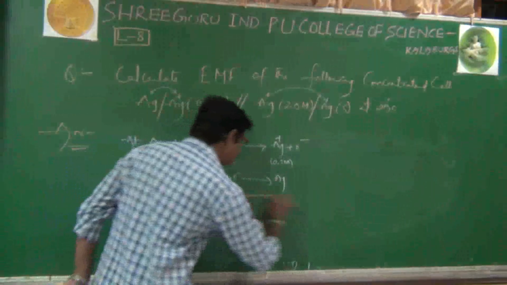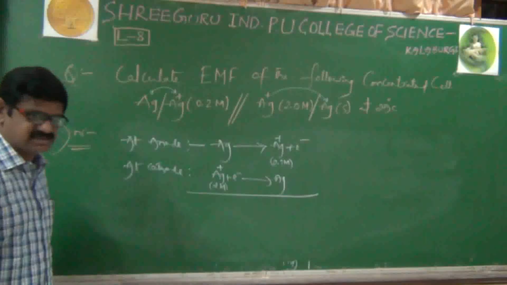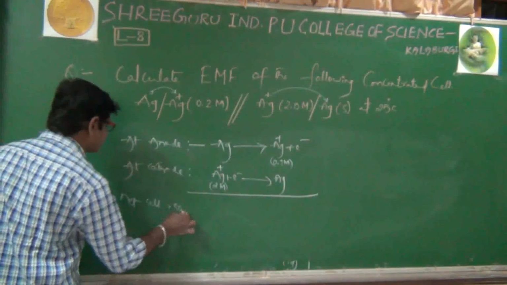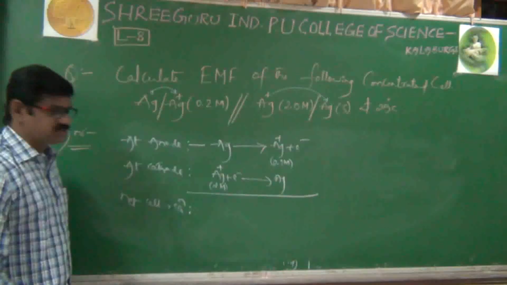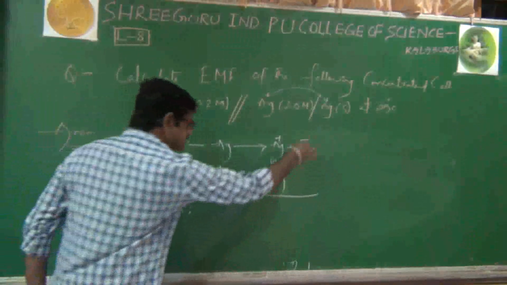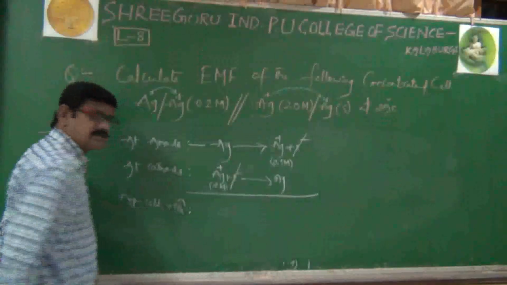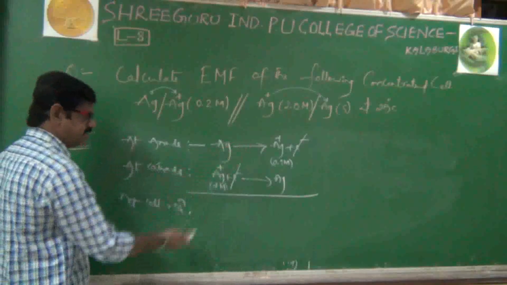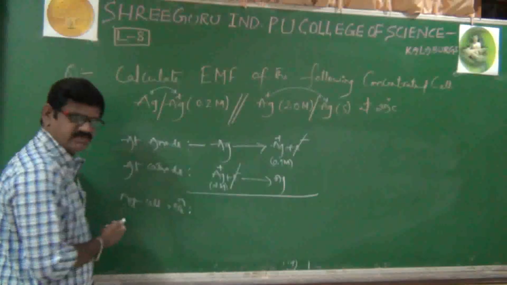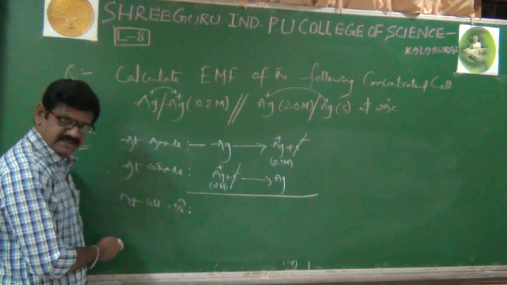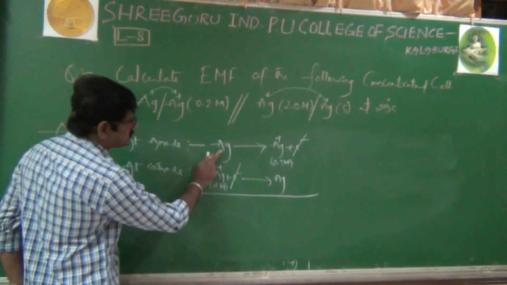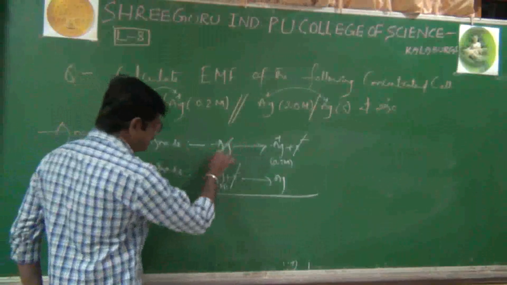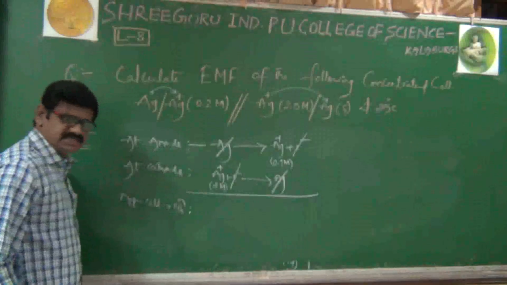Now we'll add both the oxidation and the reduction reactions, and we'll get a net cell reaction. But before we write the net cell reaction, first we'll cancel the electrons on both sides, as both are the same. Now we write the remaining things. Left side also silver metal is there, right side also silver metal is there. That silver metal we can cancel to each other.